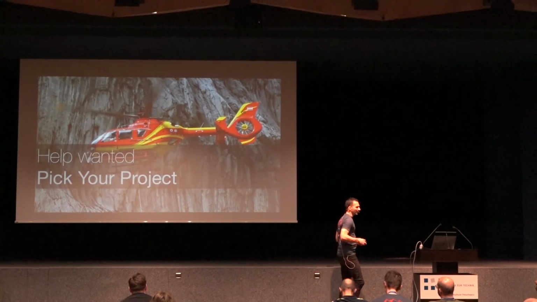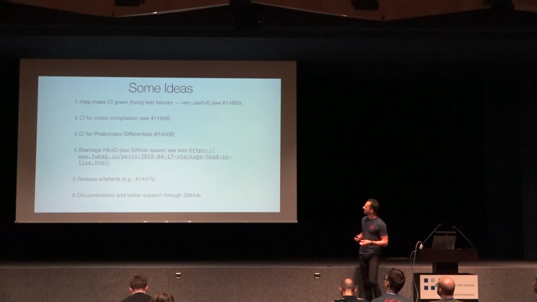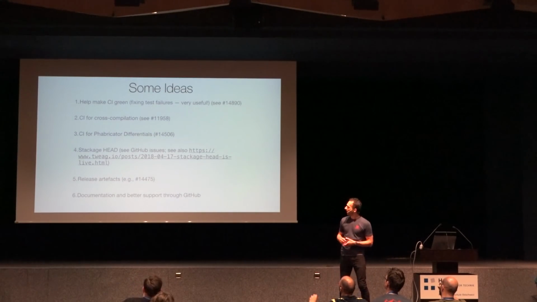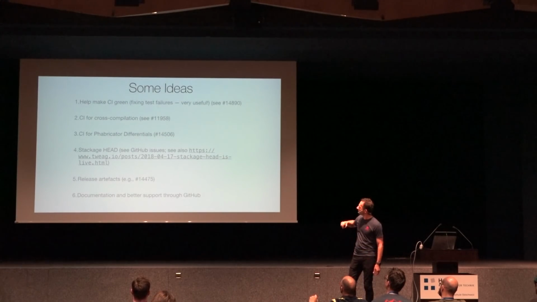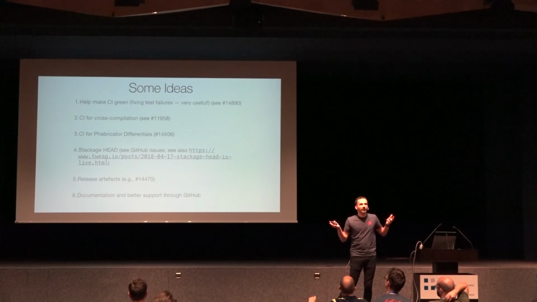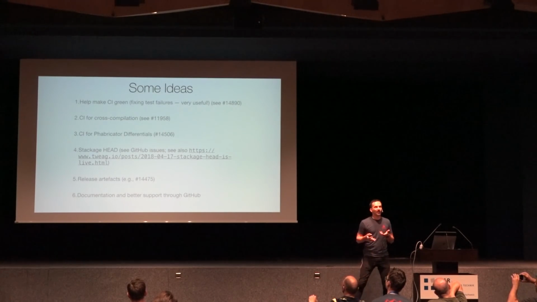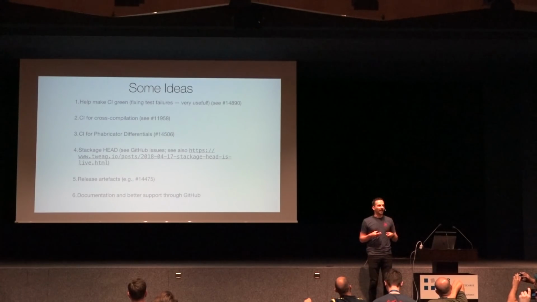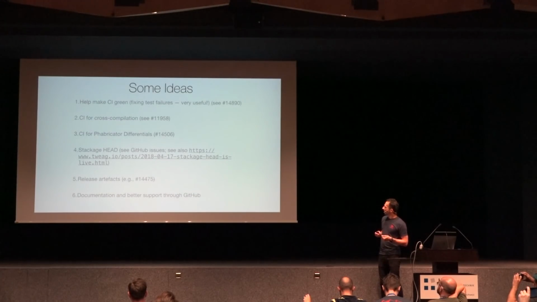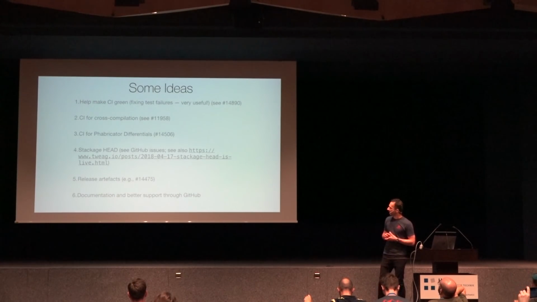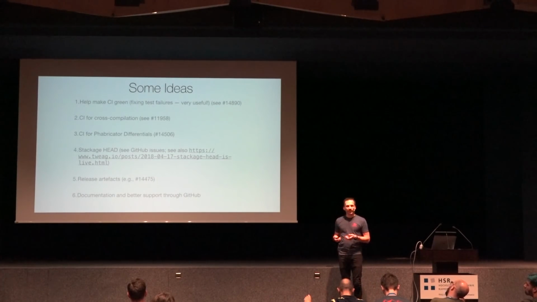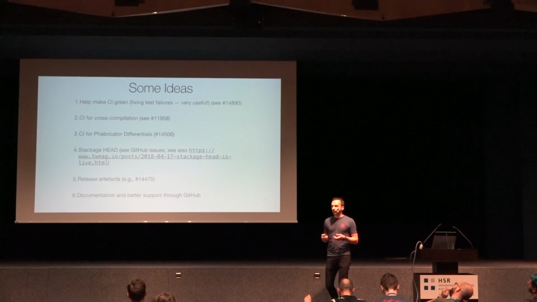Well, it's a hackathon, right? So pick your projects. There are some ideas with Trac ticket numbers. It's all things we've talked about, like CI for cross-compilation. That's something which we haven't done yet, but it would be very worthwhile to do cross-compilation for something like ARM and do proper CI on that. Working on release artifacts, better documentation on GitHub about the current situation, all would be great things to do.